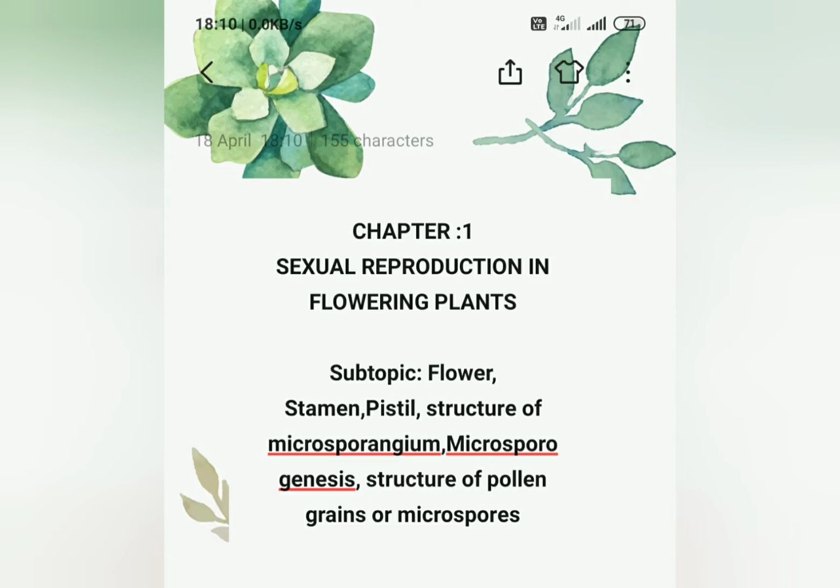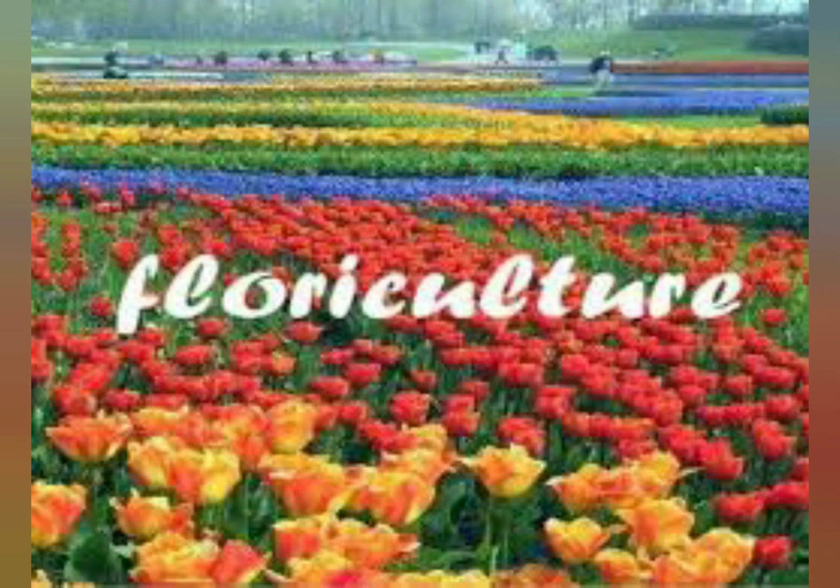To begin with, let us learn the term floriculture. Floriculture is otherwise known as flower farming. It is a branch of horticulture which deals with the cultivation of flowering and ornamental plants. Floriculture deals with the cultivation of aesthetic as well as economically important plants.